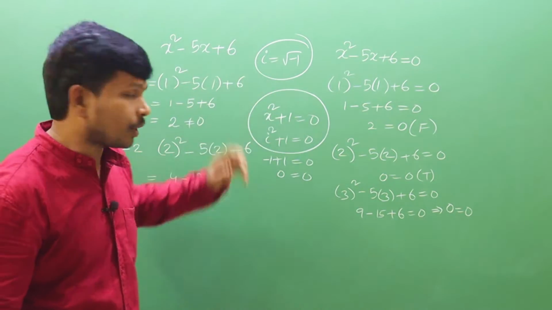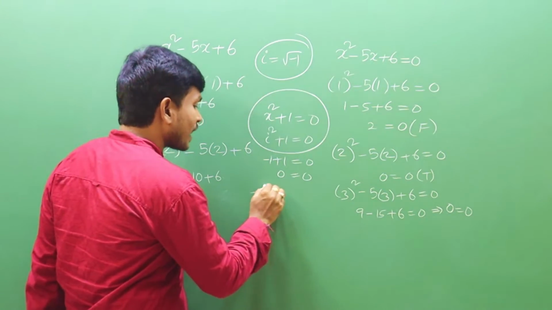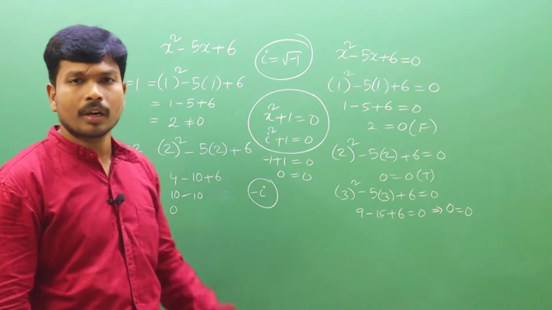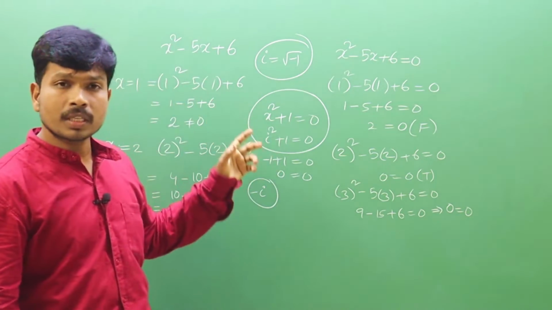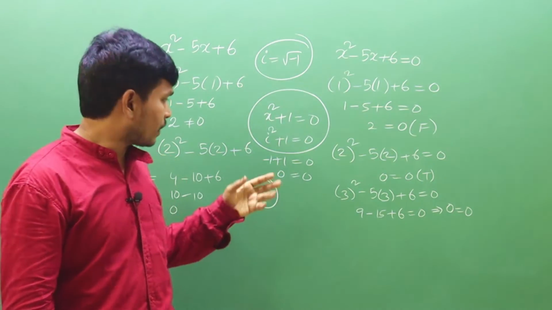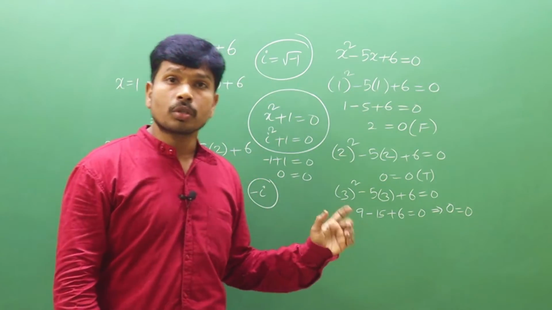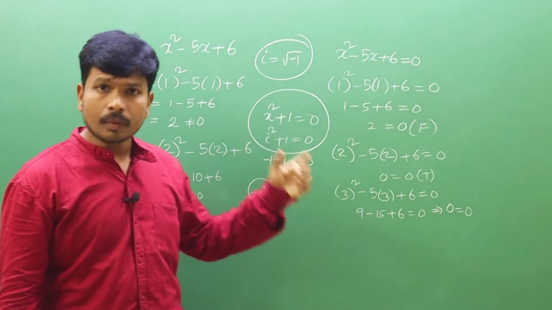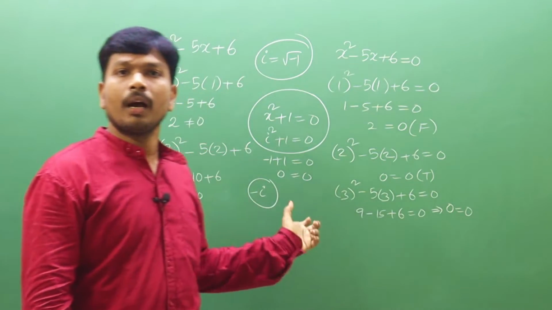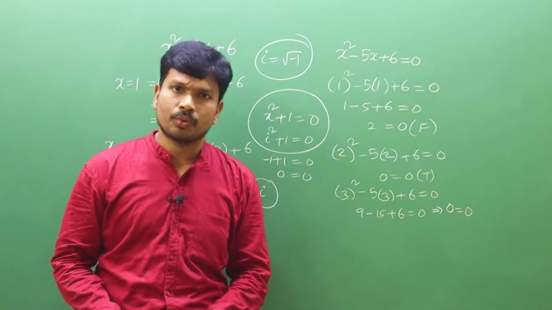One root is iota. One more root, minus iota. Substitute minus iota also. Minus iota whole square plus 1, iota square is minus 1, minus 1 plus 1, 0. Got it. So the roots of the quadratic equation are i comma minus i. Definitely it has 2 roots.